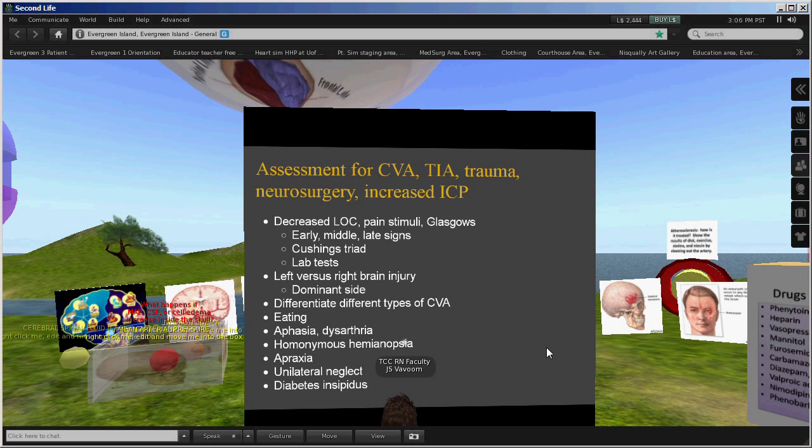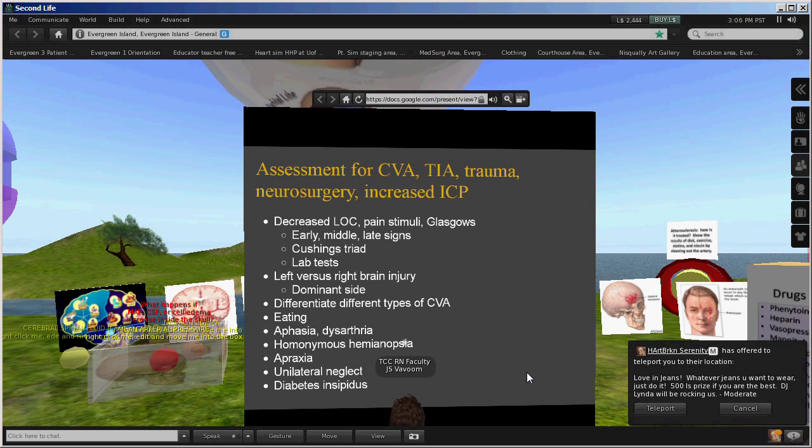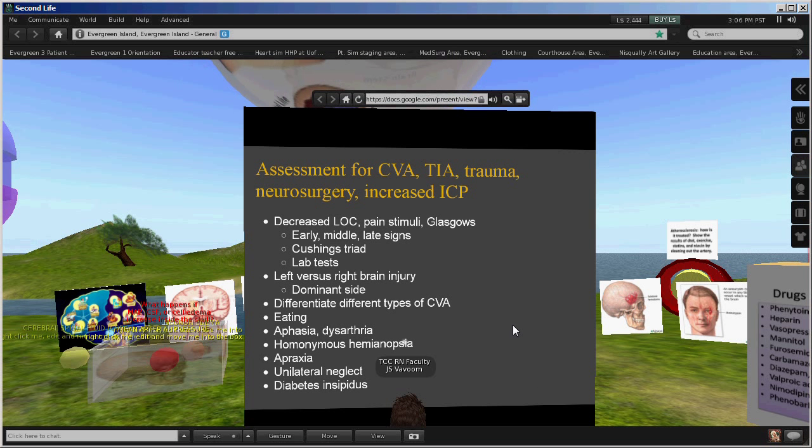Sometimes we need to use painful stimuli to get any sort of level of consciousness information. And all of this is, of course, on the Glasgow Coma Scale. There are early signs, there are middle signs, which include some respiratory patterns as well as pupillary signs. And there are late signs, which include some other respiratory patterns, especially the ones that have less breathing involved, and of course Cushing's triad, which involves the blood pressure, the pulse, and the pulse pressure.